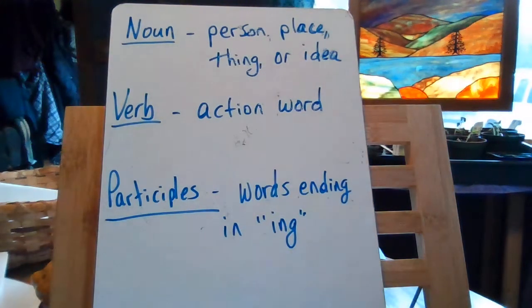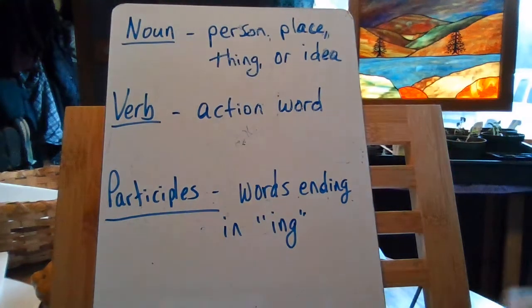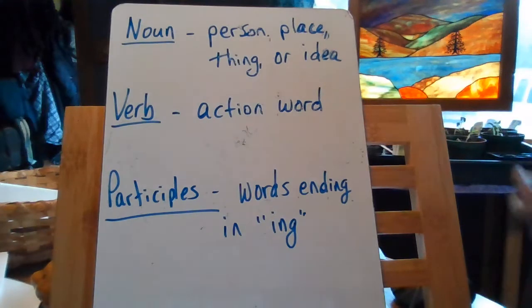Okay, everybody, this is going to be our second lesson for poetry writing. Today we're going to be doing Diamonte poems, which comes from the word diamond, and that just comes from the way you set the poem up on the page. But before we do that, let's just review some things and add one new thing.